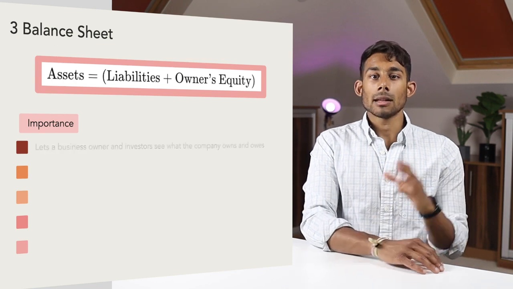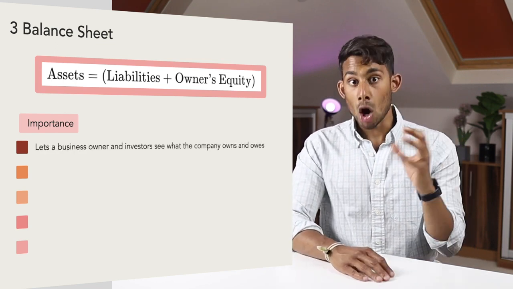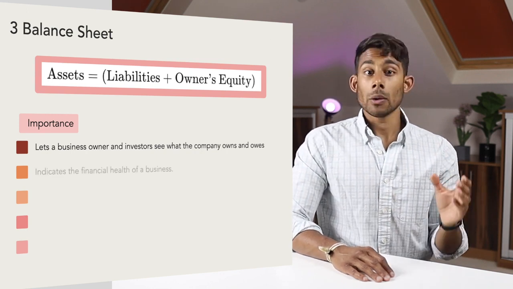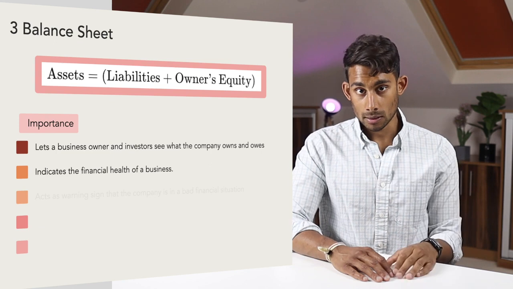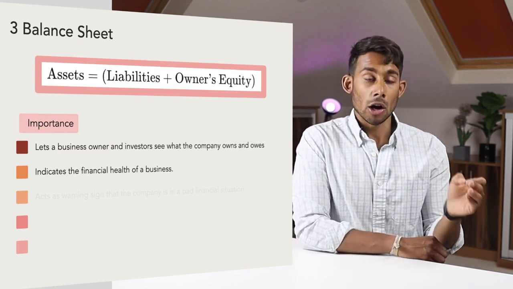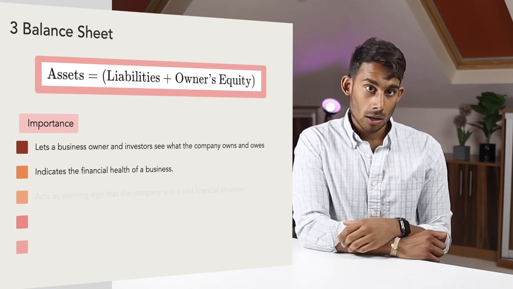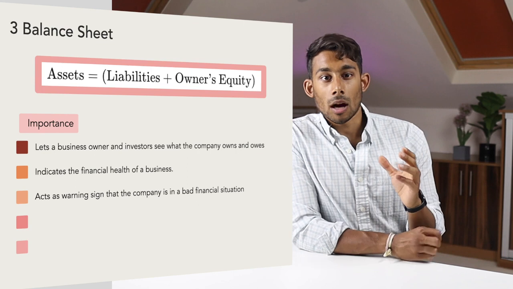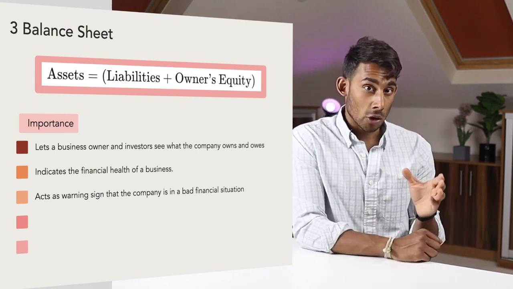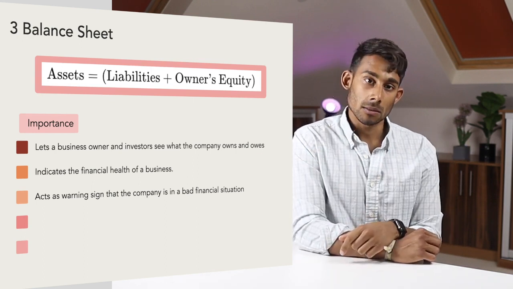The balance sheet lets a business owner and investors see what the company owns and owes, and to understand its net worth. It also indicates the financial health of a business. For example, a balance sheet that shows a negative balance in owner's equity indicates that liabilities exceed assets. This can be a warning sign that the company is in a bad financial situation and should prompt business owners to dive deeper and uncover the causes for the negative balance.